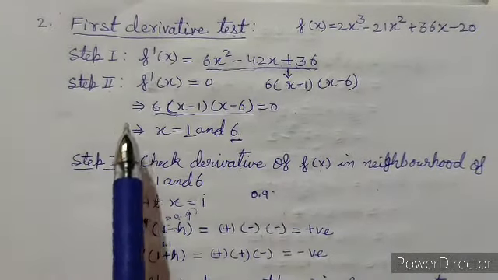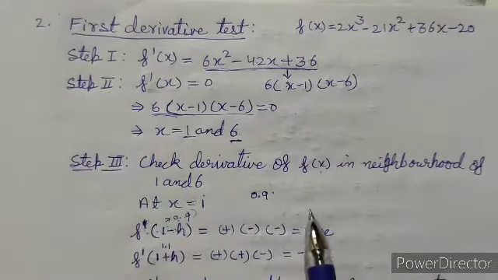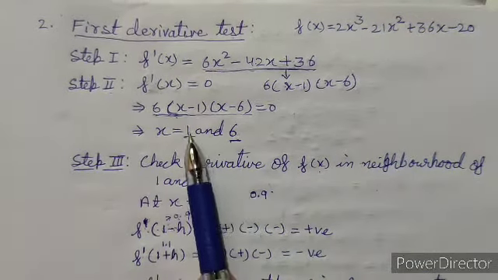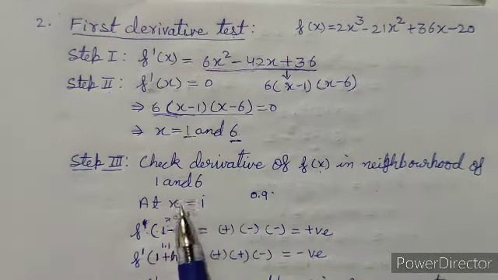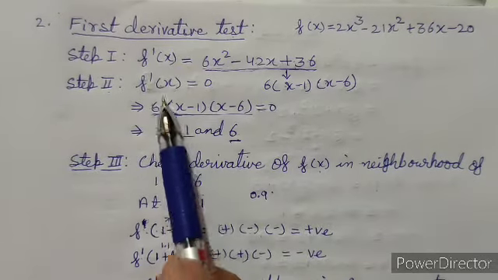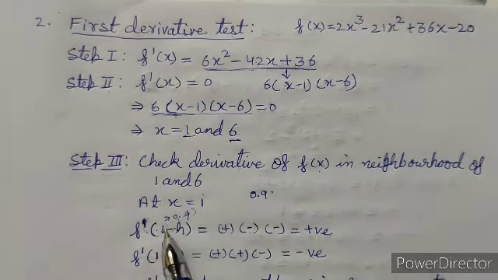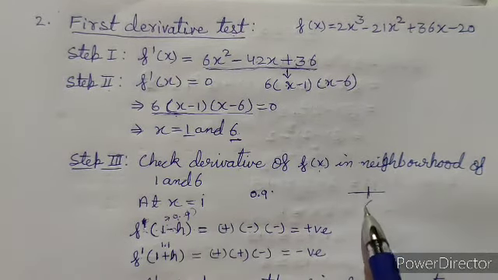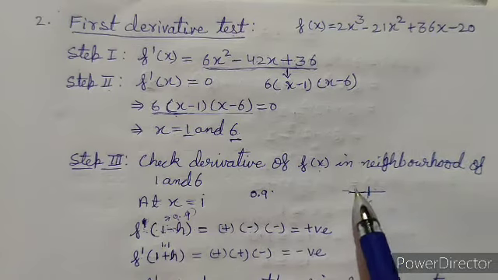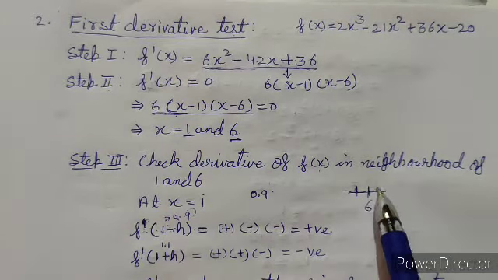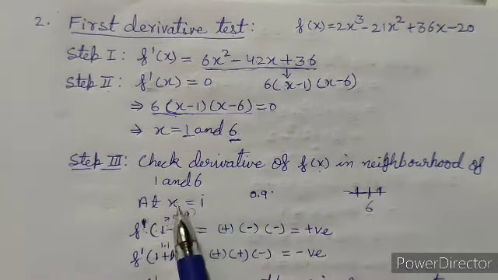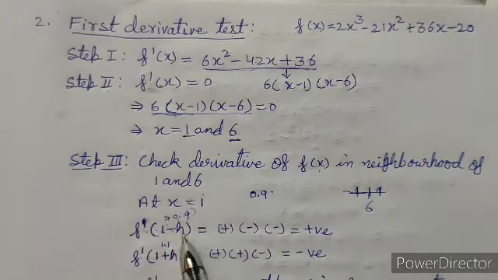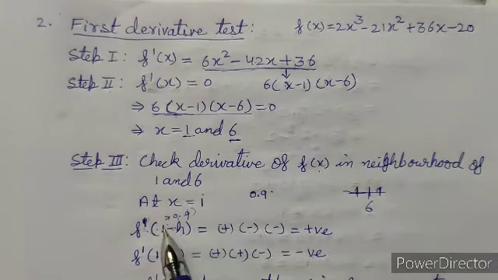Now in step three we will check the derivative of f(x) in the neighborhood of 1 and 6. Suppose on the number line this is 6; the neighborhood of 6 means a number to the left of 6 and to the right of 6. Now f'(1 - h): 1 - h means to the left of 1.